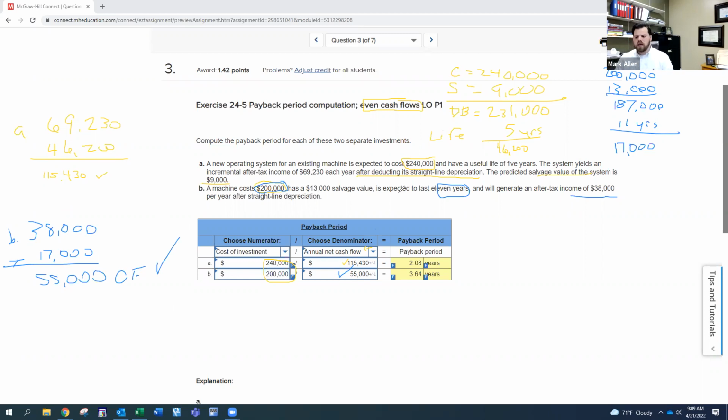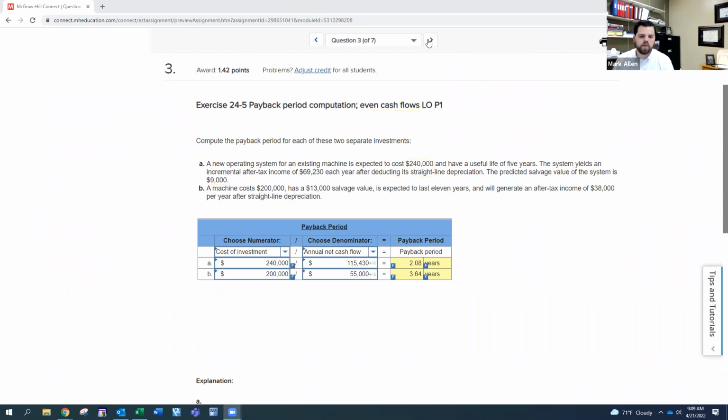So the nice thing about these even cash flow problems is all you got to do is figure out, well, what's the depreciation? Do that, and you're pretty much done, because now it's just a division between the cost of the investment and the annual net cash flow. So with that, we can go ahead. We'll move on to number 4.